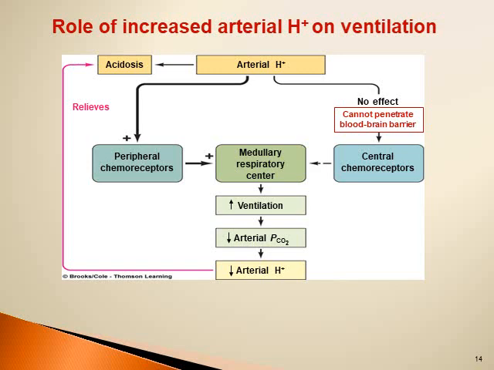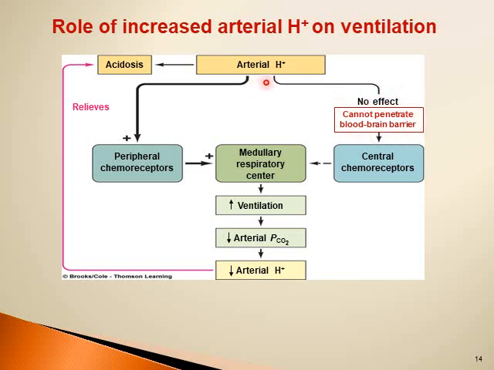Now, what is the role of arterial hydrogen on ventilation? We saw in the previous two slides that hydrogen that is formed from carbon dioxide acts on the central chemoreceptors. But what about if there are changes in hydrogen in the arterial blood? There is a change in the arterial blood pH. Because hydrogen is positively charged, it cannot cross the blood-brain barrier. So be careful here. So it has no effect on the central chemoreceptors because it cannot cross or penetrate the blood-brain barrier.